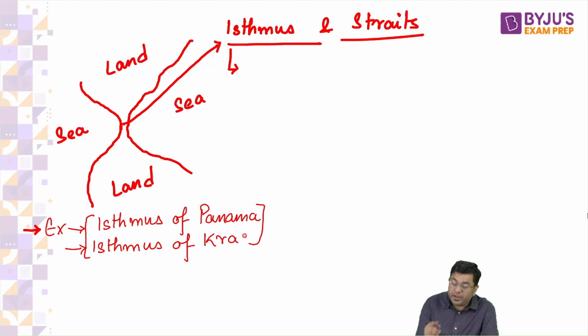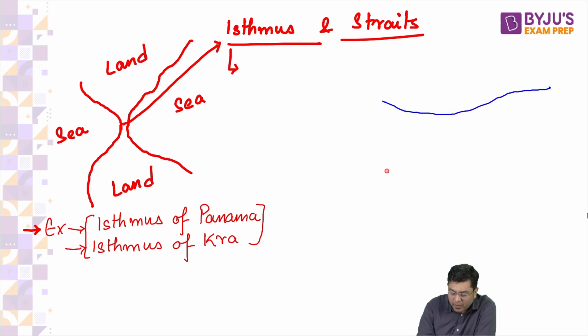Right? Isthmus of Suez can also be taken as an example. We have built a canal there nonetheless, but these are land masses. Land masses which are joined, and in order to aid navigation, we have built a canal. So isthmus is a narrow land mass which joins two larger land areas and separates water bodies. So that is an isthmus.